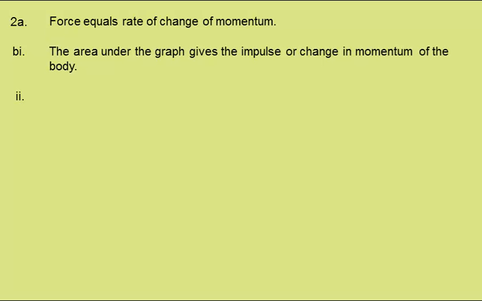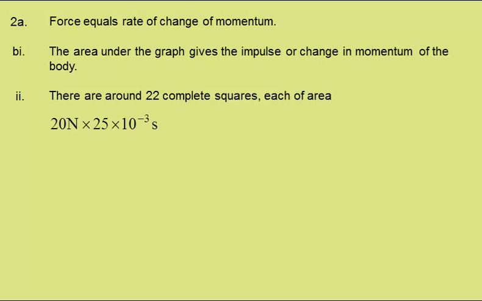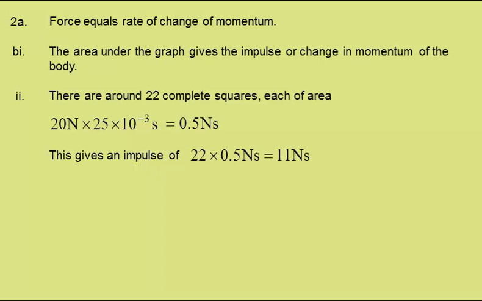In part 2, we need to estimate the impulse that acts on the ball, stating an appropriate unit. Well, there are around 22 complete squares under the graph, each of area 20 newtons by 25 milliseconds, giving 0.5 newton seconds per square. This gives an impulse of 22 times 0.5 newton seconds, which is 11 newton seconds.